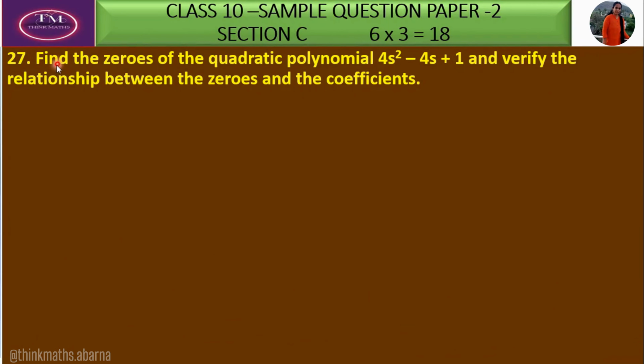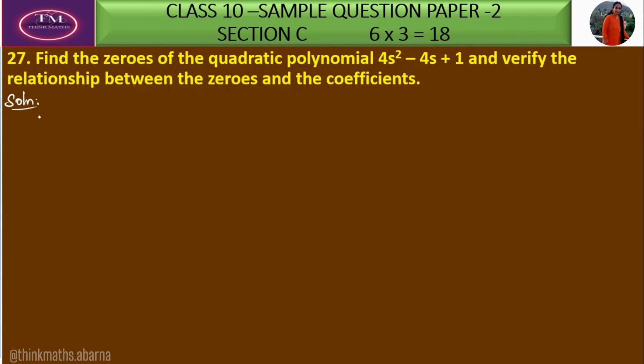27th question. Find the zeros of the quadratic polynomial 4s square minus 4s plus 1 and verify the relationship between the zeros and the coefficients. So this is the polynomial. We have to find out the zeros, that is, the solutions alpha, beta. Then substitute the values in alpha plus beta is equal to minus b by a, and alpha beta is equal to c by a. So that is the verification. Okay, so let us start the solution.